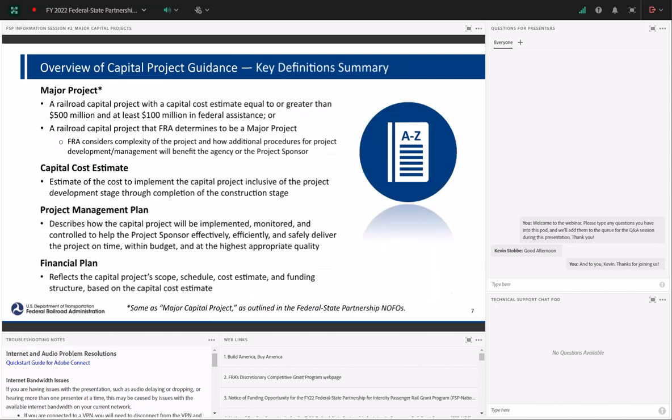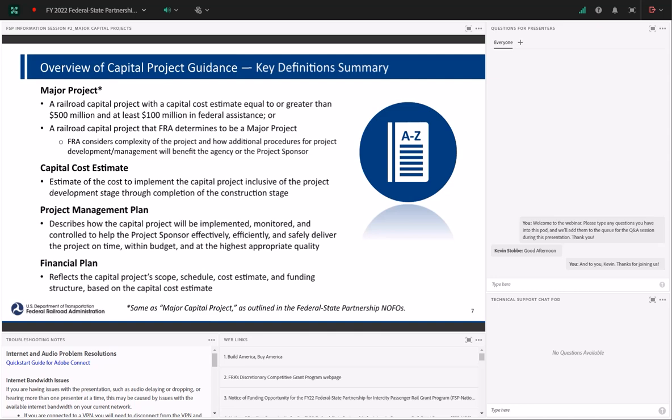So just a couple definitions that I wanted to highlight here that are pretty key to the guidance and will help us manage some of the conversation we'll have today in terms of LOI and PFAs. The first is the major project. You'll note here too that you'll see a little asterisk. We will also refer to major projects as major capital projects. They are, for the most part, interchangeable terms in the context of what we're talking about today.